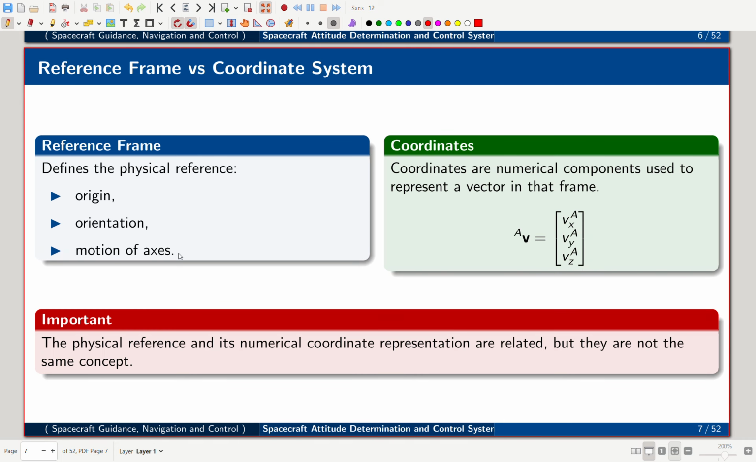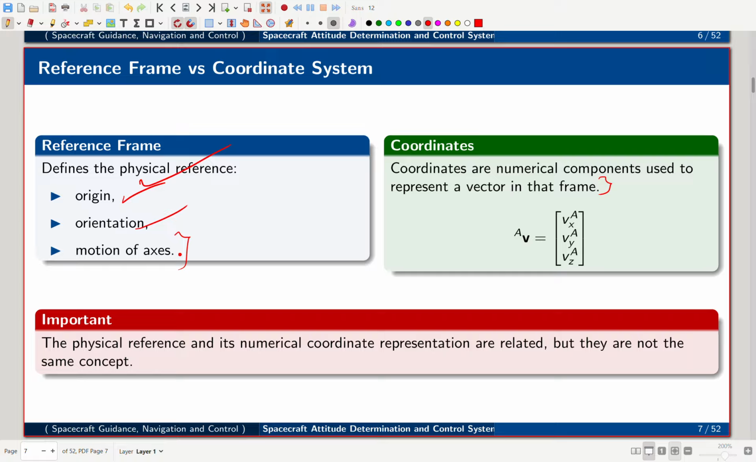So reference frame and coordinate system. Sometimes there is confusion over there. We need to understand that here. A reference frame defines a physical reference, like it consists of the origin, orientation, and motion of the axes. And coordinates are numerical components used to represent a vector in that frame. So this is an important difference. We need to understand reference frame and coordinates.